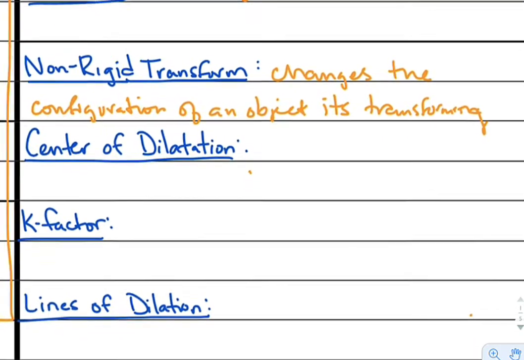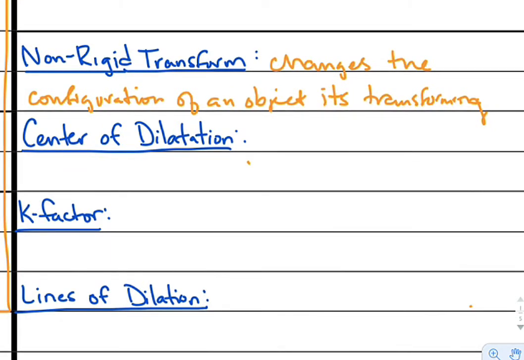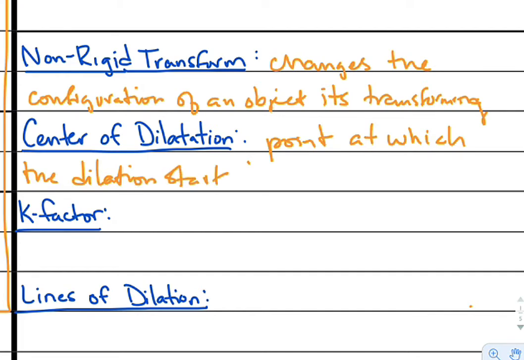So we have some important parts we need to knock out. Center of dilation is, let's actually change that, a point at which the dilation starts. Someone pointed out that it's a lot like a center of rotation, where that's kind of where the rotation all takes place. It all revolves around that point. Dilations are similar in that way. The center of dilation is not going to move during a dilation. It's not part of the moving parts. So it's very similar to a center of rotation, but it's really where the dilation begins, where it emanates.